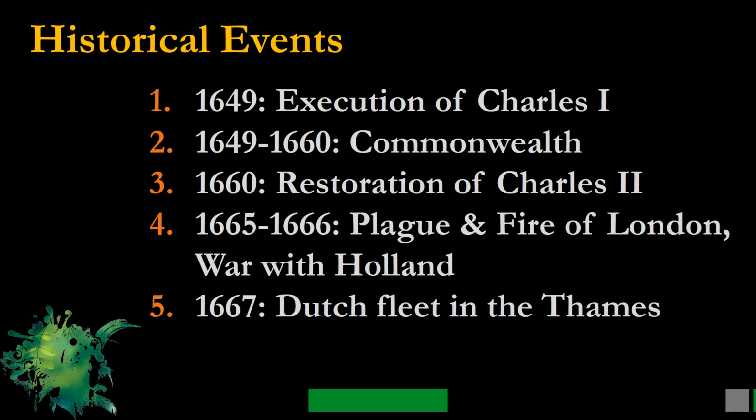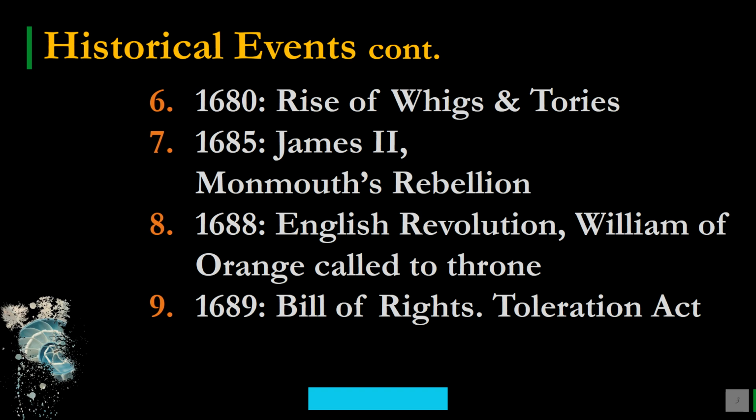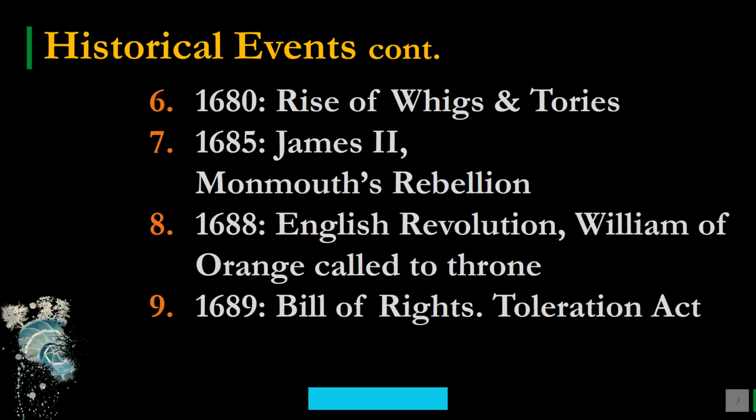Dear students, next we have 1680, rise of Whigs and Tories. Now these Whigs and Tories are two political parties which later played a very important role in the English country, or in the English empire. These are basically opposite political parties, based on different political philosophy. At that time there were political and religious concerns, and from these concerns we have these two political parties, Whigs and Tories.